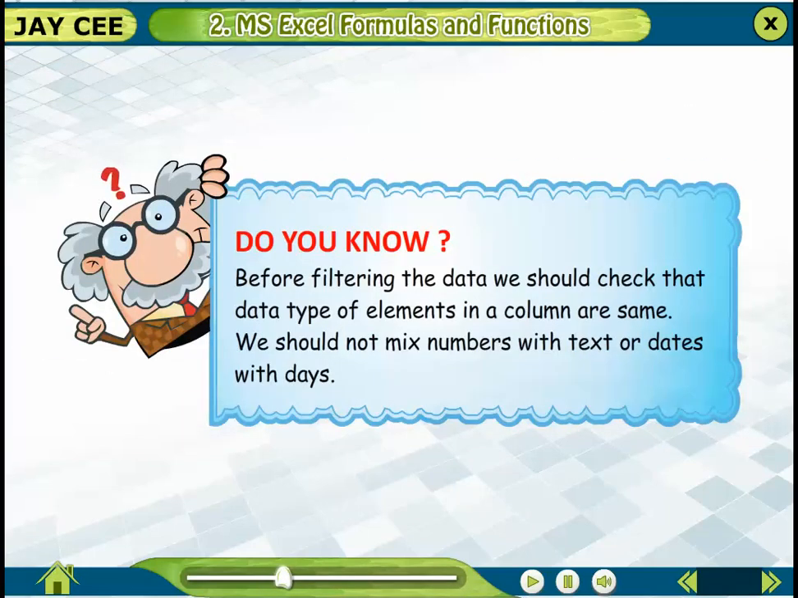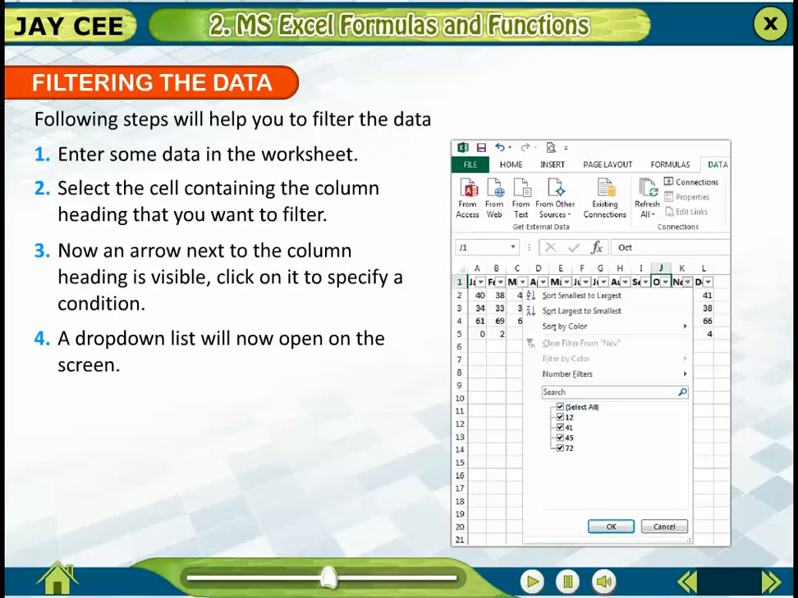Before filtering the data, we should check that the data type of elements in a column is the same. We should not mix numbers with text or dates with days. The following steps will help you to filter the data. Enter some data in the worksheet. Select the cell containing the column heading that you want to filter. Now an arrow next to the column heading is visible. Click on it to specify a condition.